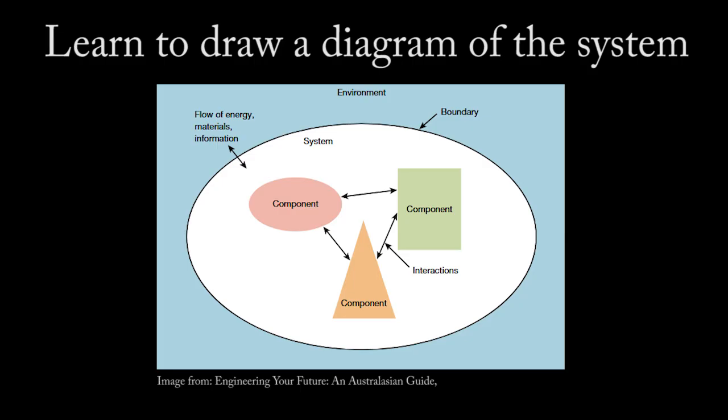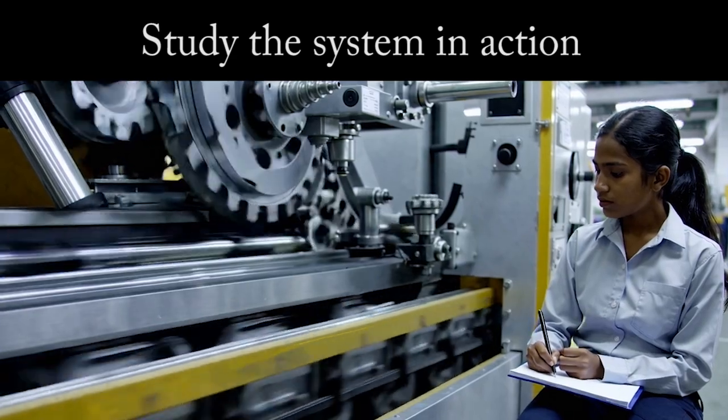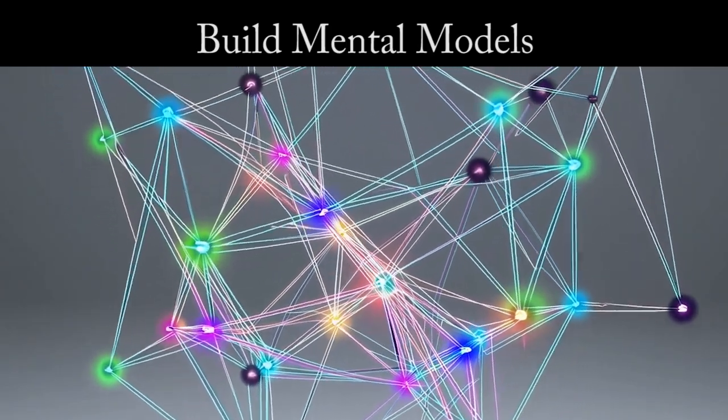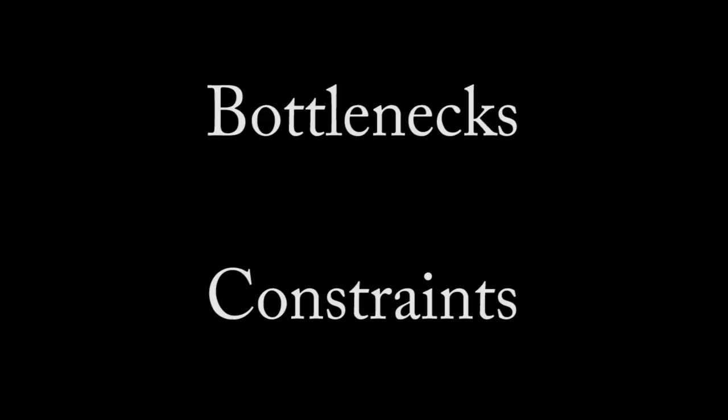What are the implications? To apply systems thinking, you have to learn 3 key steps. The first is learning how to draw a diagram of the system. Next, you have to be able to study the system in action in order to understand why choices or decisions are made. And thirdly, you need to be able to build mental models. You need to be able to identify feedback loops, second-order consequences, bottlenecks, and constraints.